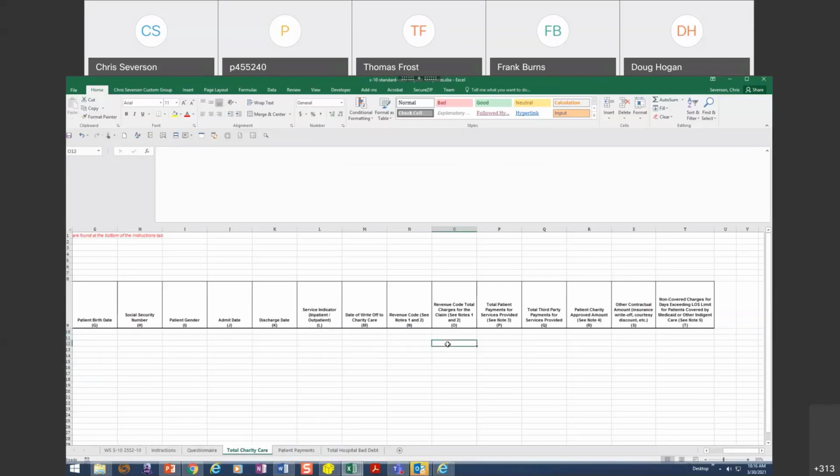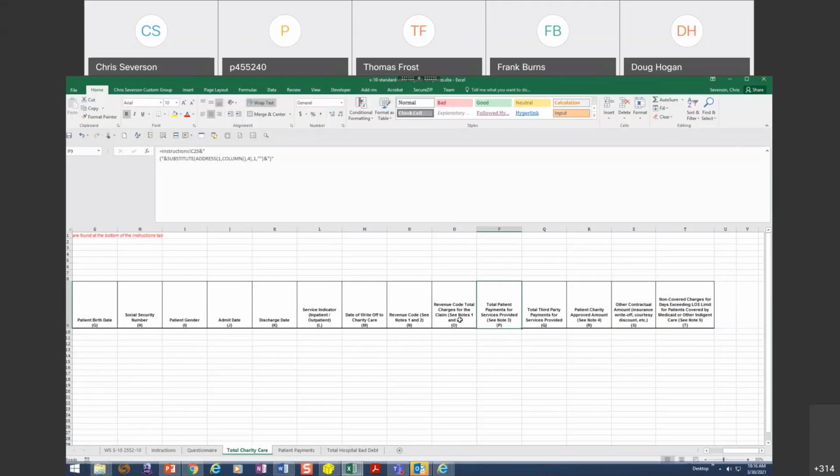So let's move on to, we talked about column O, revenue code total charges. And then we have the total patient payments. What I want to stress here, let's look at note 3. The first thing I want to mention is this is not what's going to be on line 22 of worksheet S10. Basically, this patient payment would be all patient payments for that claim, even those that had nothing to do with charity care.